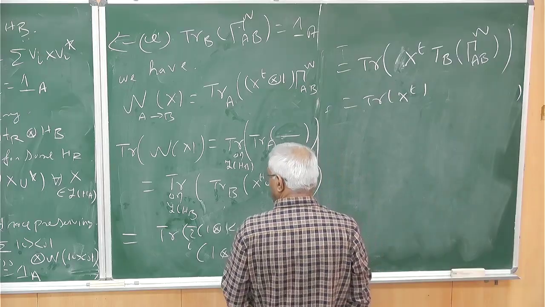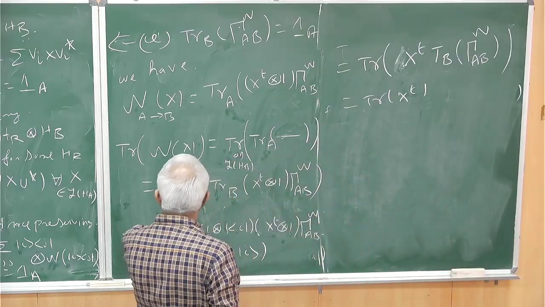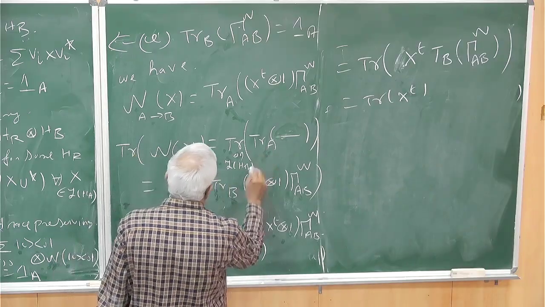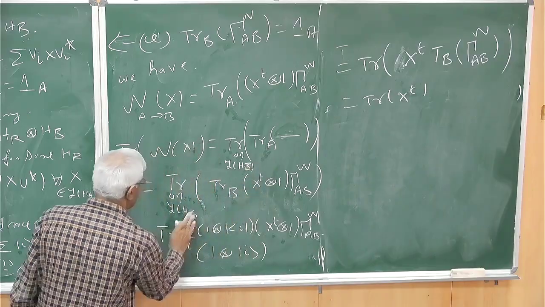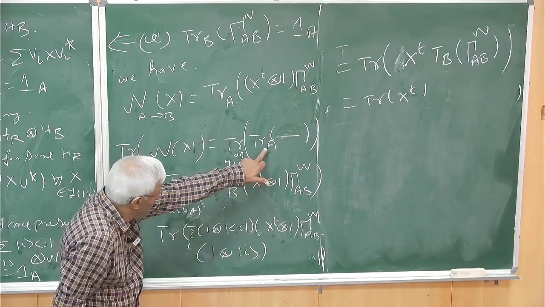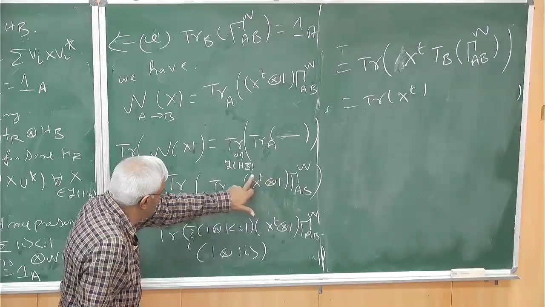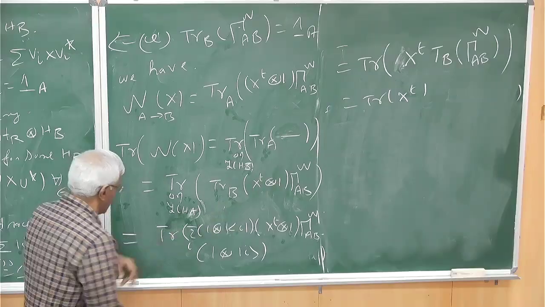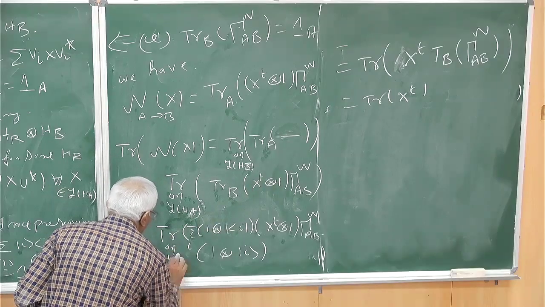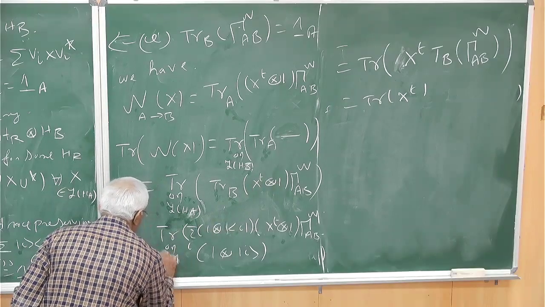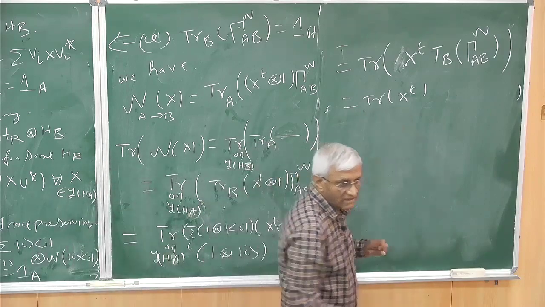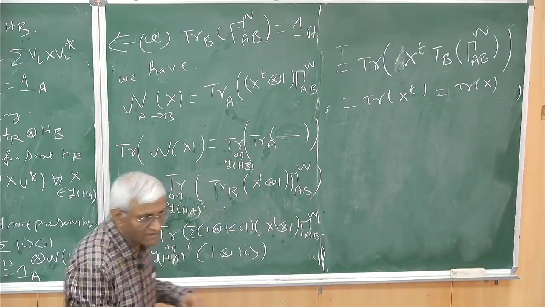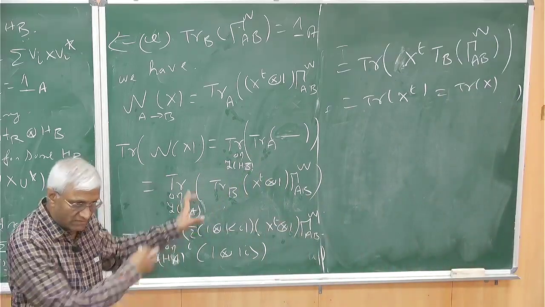I'm sorry. When you take the trace, this is HB. Sorry, this is HB, this is HA. When you have taken trace on A, you will get something on HB, so this will be HB. When you have taken trace on B, you will get something on HA. So this is HA. This is also in HA, L of HA. So this is just trace of X transpose, which is equal to trace of X. That is what we want to prove. We want to prove it's trace preserving. Trace of this is equal to trace of that. So it's proved.